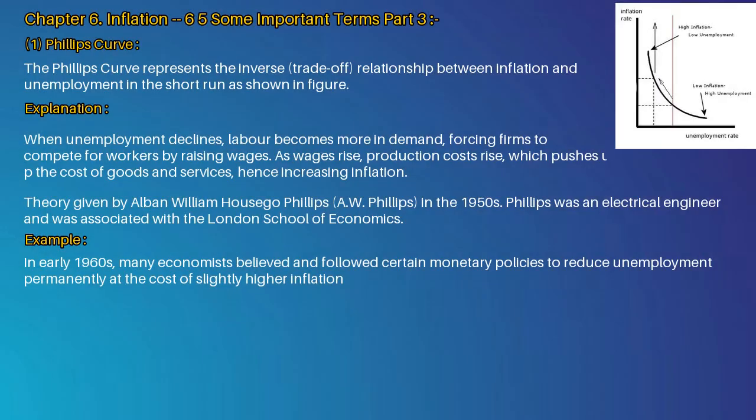In this video we will discuss one of the important concepts used in this chapter: Phillips curve, reflation and stagflation. 1. Phillips curve. The Phillips curve represents the inverse, trade-off relationship between inflation and unemployment in the short run, as shown in the figure.